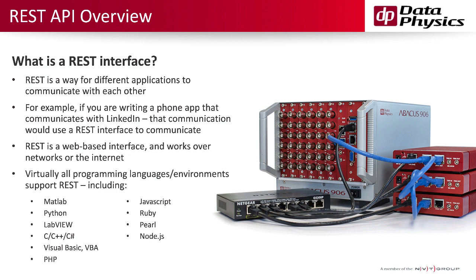So, for example, if you're a programmer writing a phone app that wants to communicate with LinkedIn, that's where you would use a REST API. That's an example of where you would use a REST API. It's just a generic way for different pieces of software to communicate. The REST API works over a network, so you can write your software to talk to our controller or analyzer software, and you can be running anywhere across a network or across the internet and still have that communication between the two.